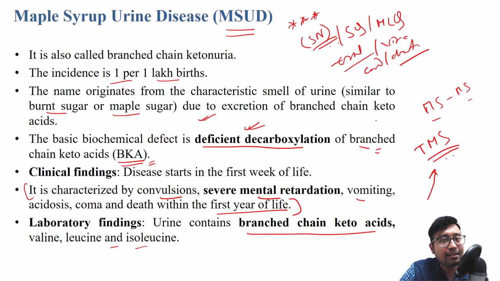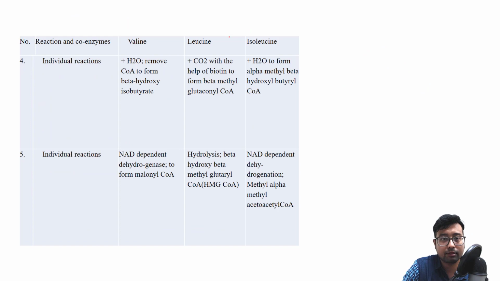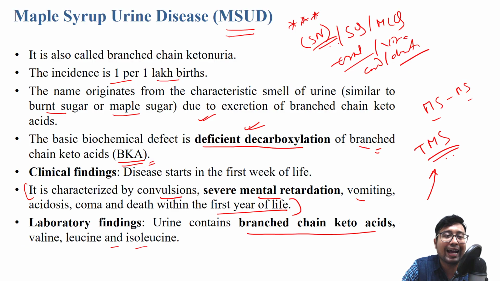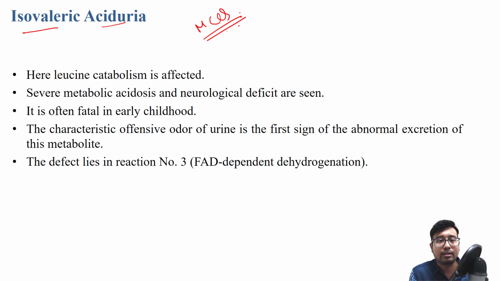And the last thing that is remaining is, you might be wondering, sir, why did you tell us to remember this FAD dependent dehydrogenation? Because it's important in case of a specific disorder of leucine catabolism, and the name of the disease is Isovaleric Aciduria. Okay, this is only and only for MCQ. You don't need to know it as a short note or anything.